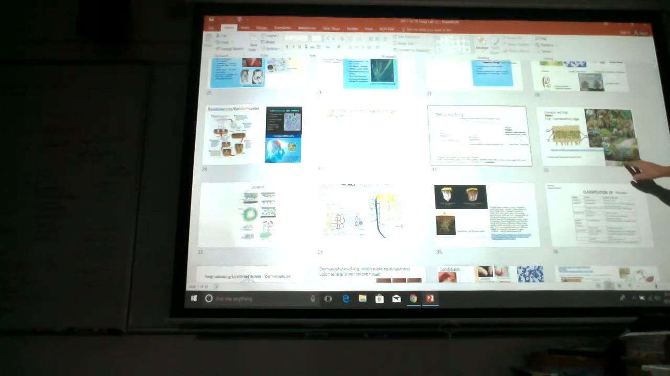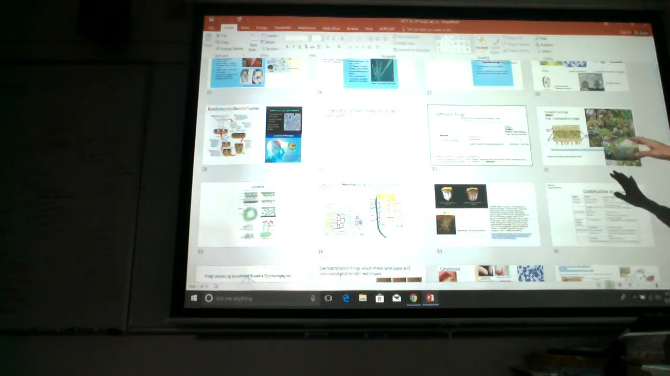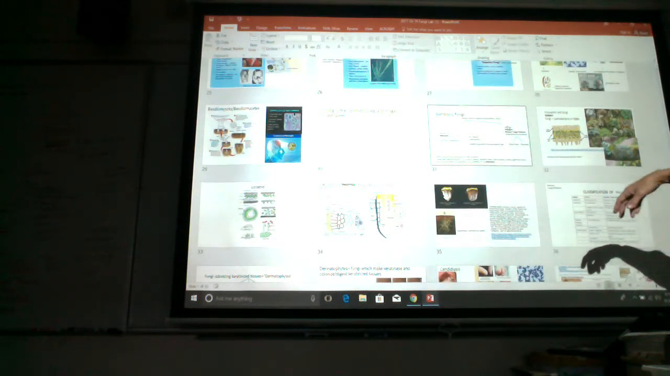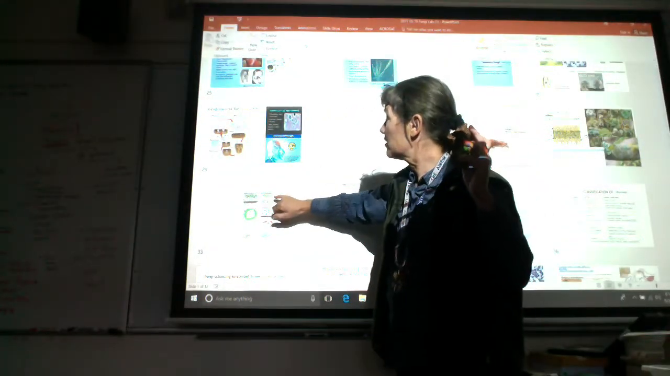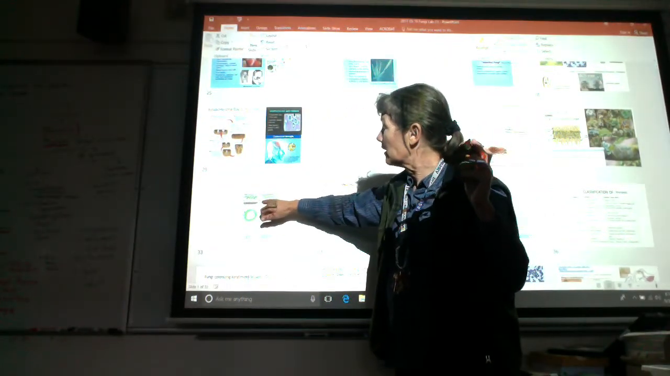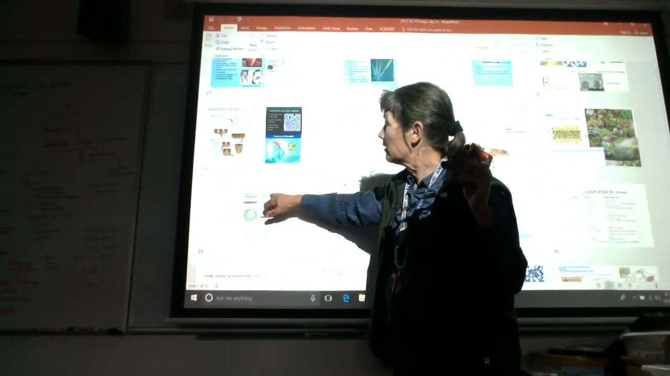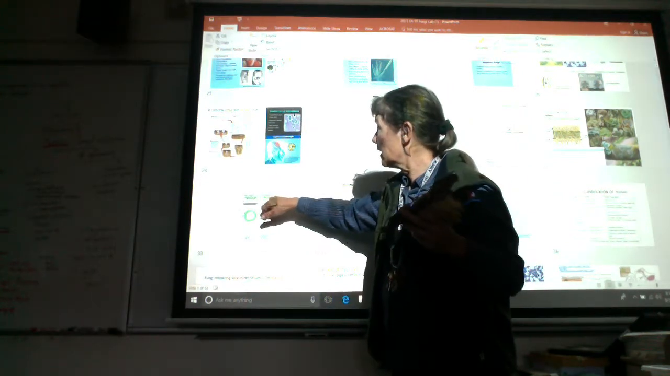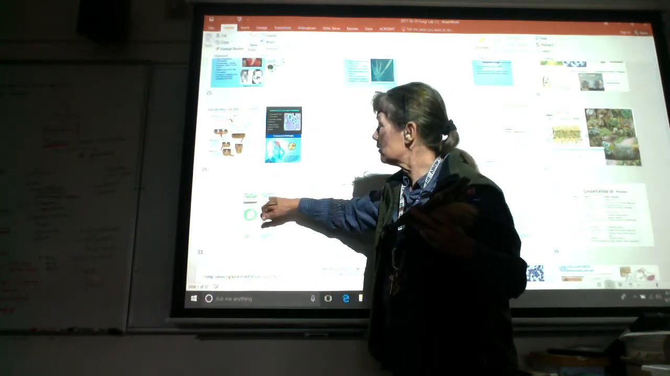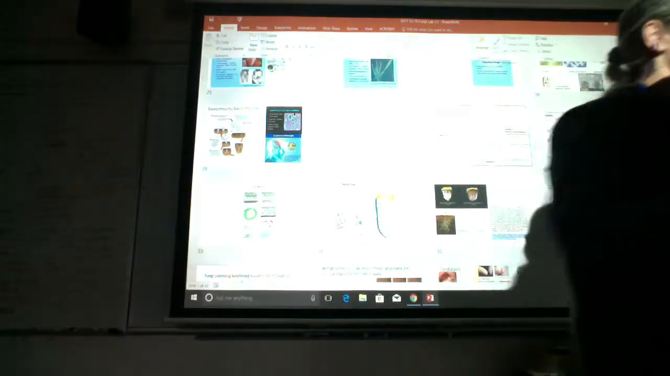But we have some beautiful examples of lichen here. We have the living examples here. And then these are some cross sections, so you can see the fungal hyphae creating a network that encloses the beautiful green algae or cyanobacteria. So it's really cool.